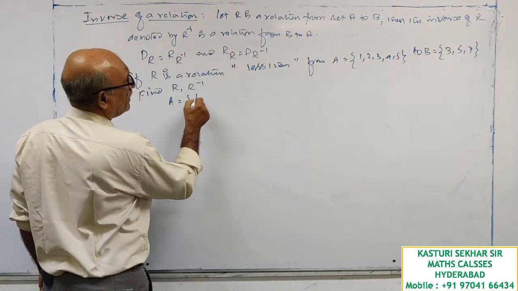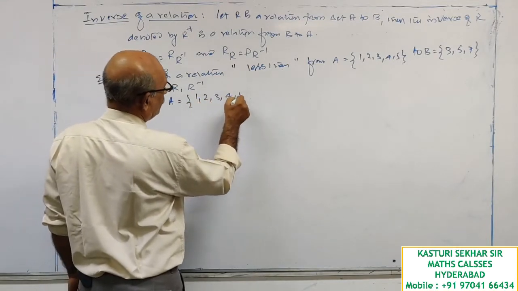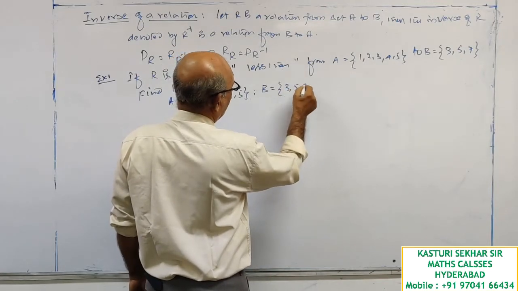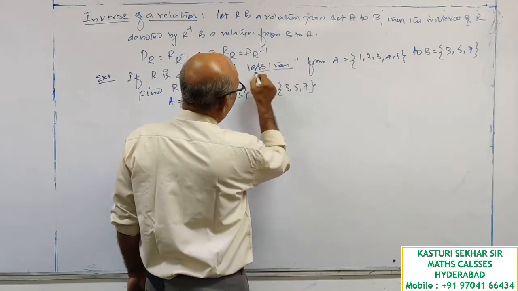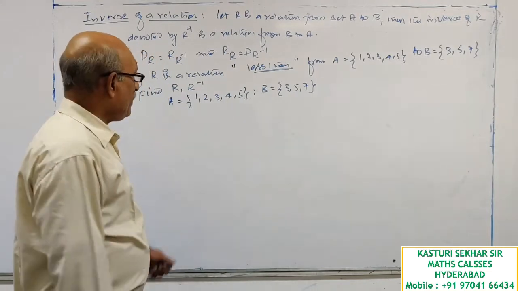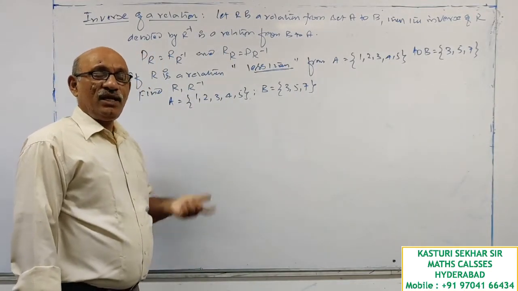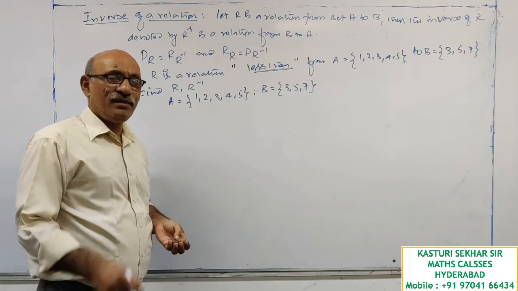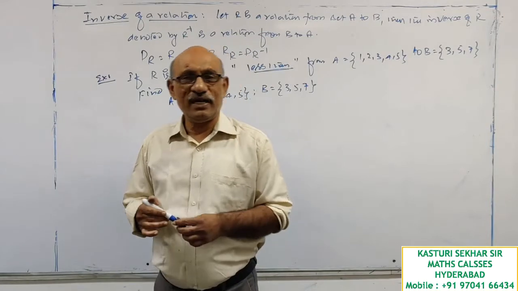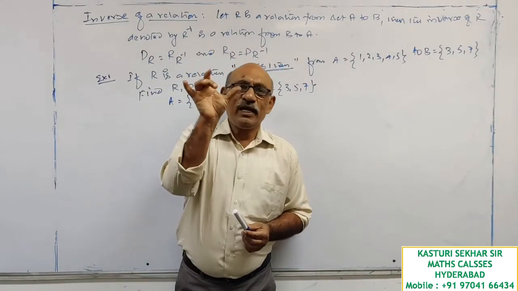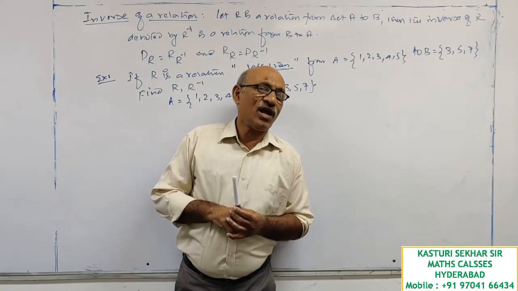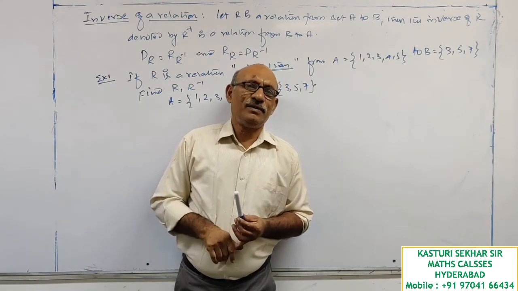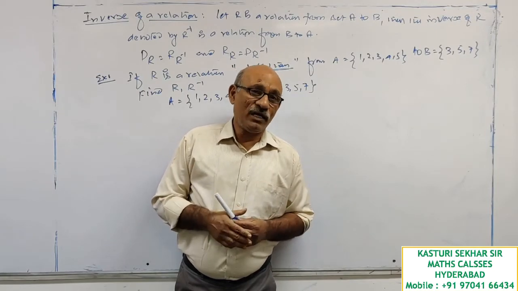A is a set having elements 1, 2, 3, 4, 5. B is a set having elements 3, 5, 7. How is the relation defined, less than? It means the elements of set A are less than elements of set B. Or in a simple way you can remember another format. Relation means you are writing it as an ordered pair. In that ordered pair, first element should be less than second element. How many such ordered pairs will you get?